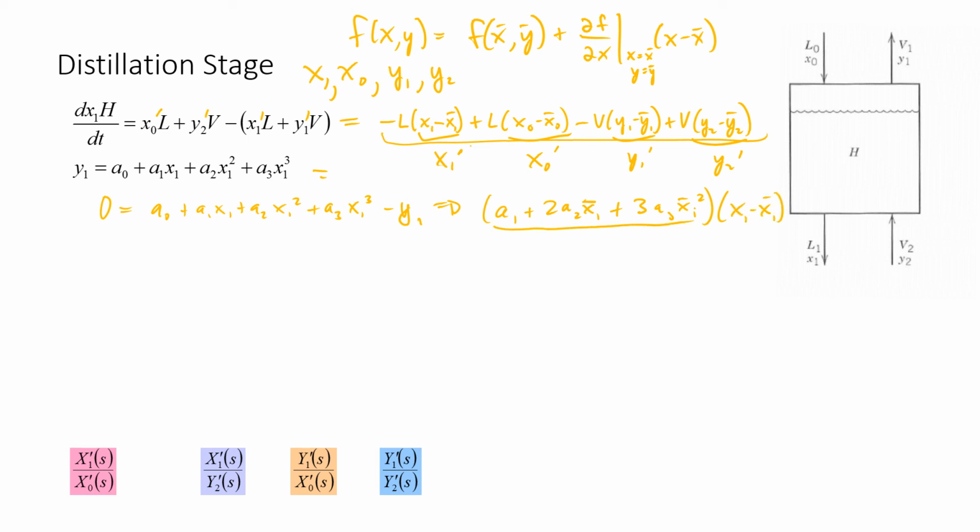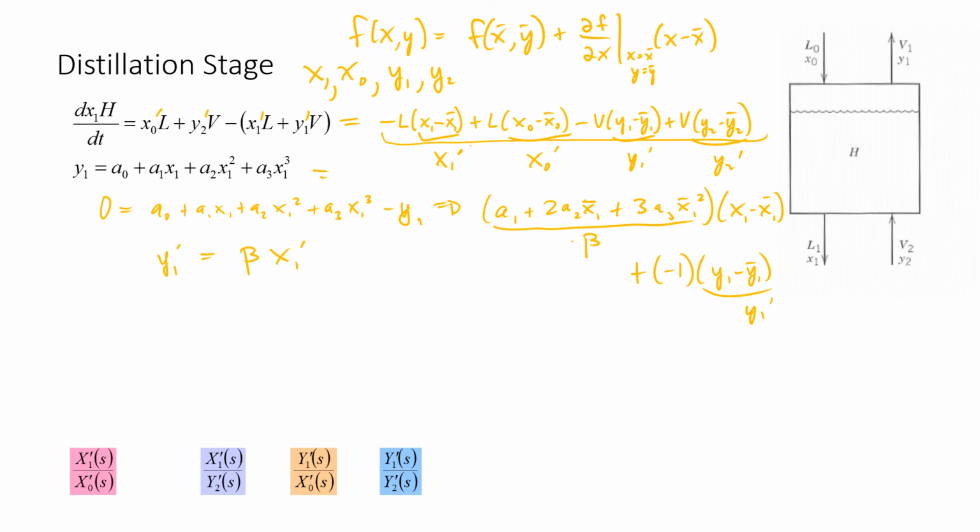I'm just going to call this one beta right there. That's just going to be a value, a number. And then we have negative 1 times y1 minus y1 bar. So we have a relationship between y1 prime, which is the deviation variable there on the right, and it equals beta times x1 prime.